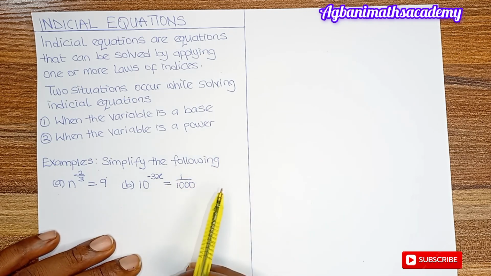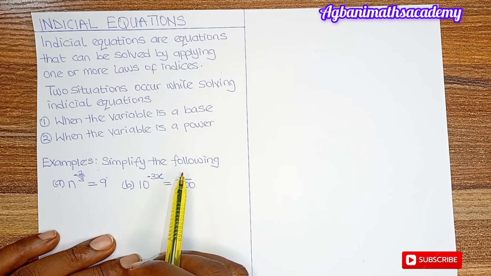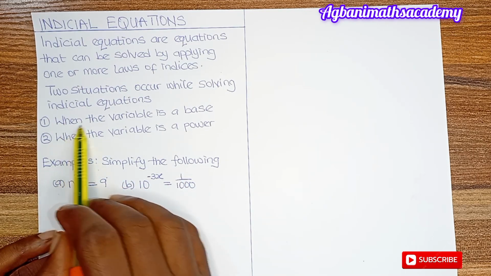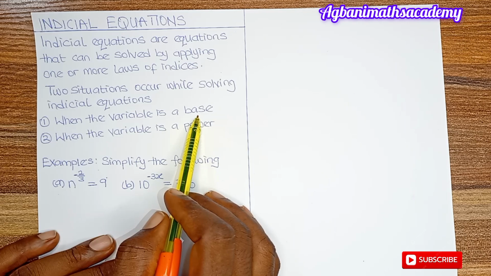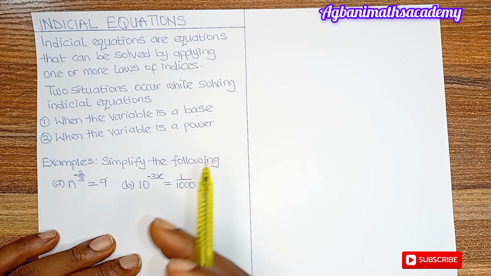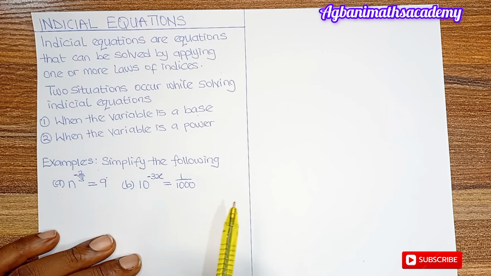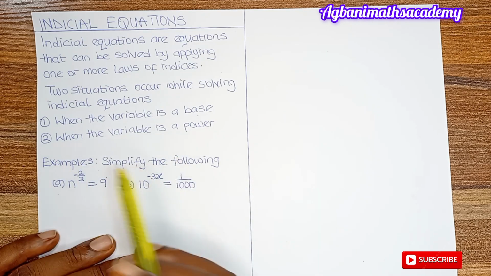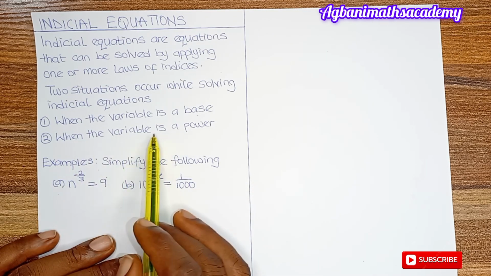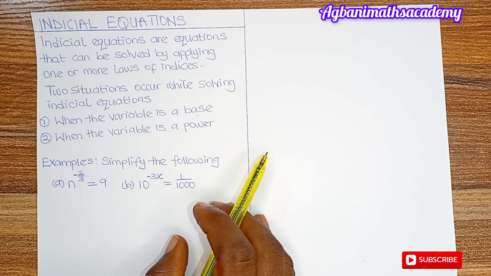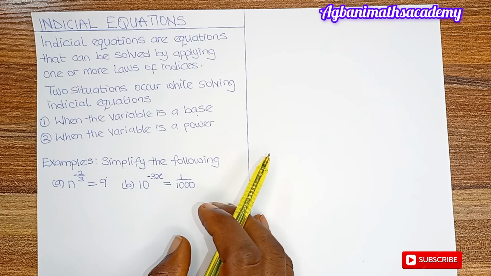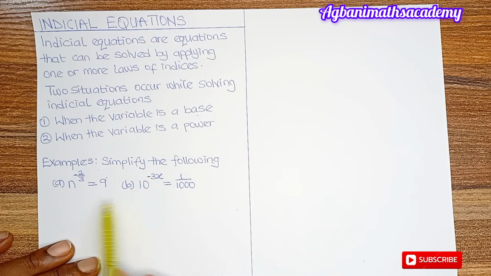So when solving indicial equations, two situations can arise. One is when the variable is a base. There are some situations while solving indicial equations where the variable, which is the alphabet, will be a base. In other situations, the variable is a power. So the way you go about solving the equations depends on these two situations. Based on these two situations, we're going to solve two examples.